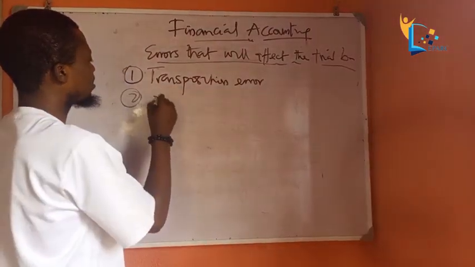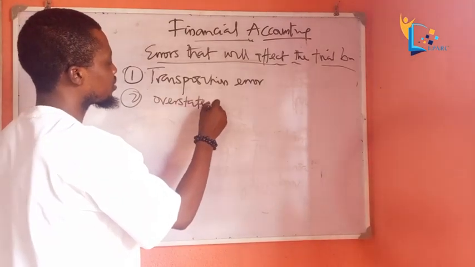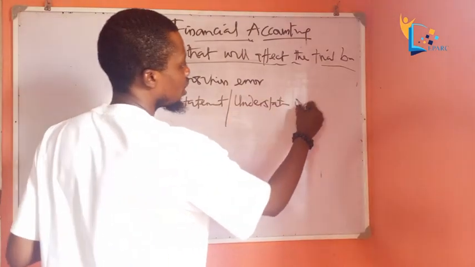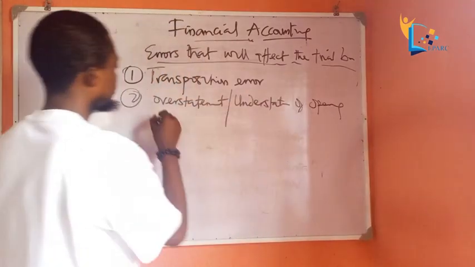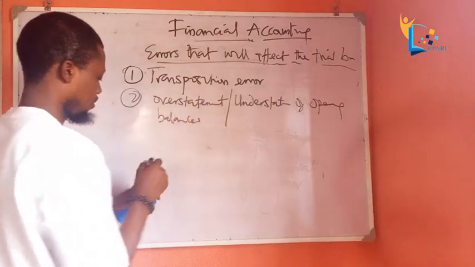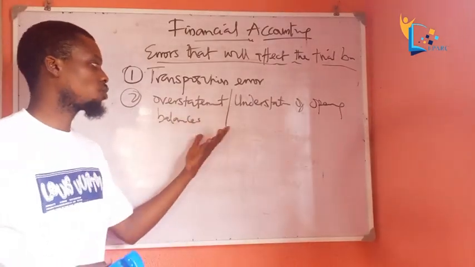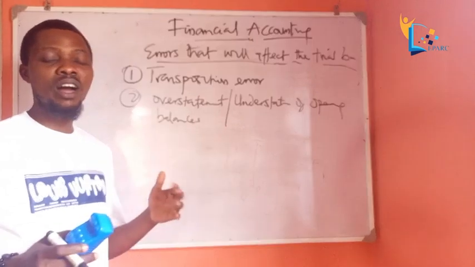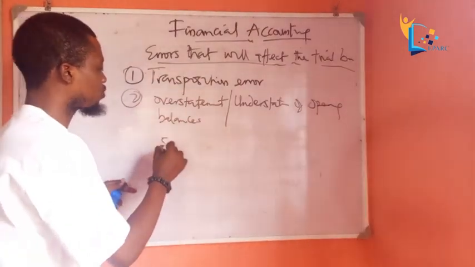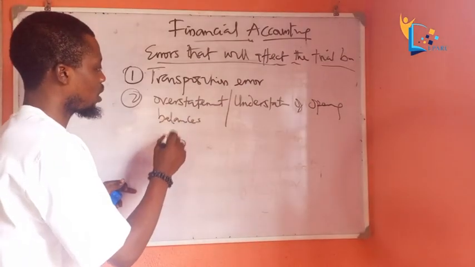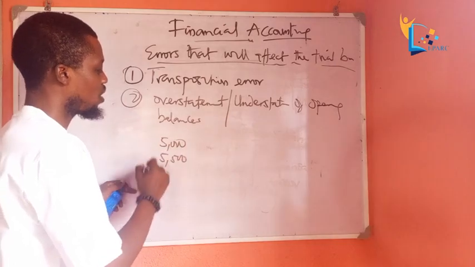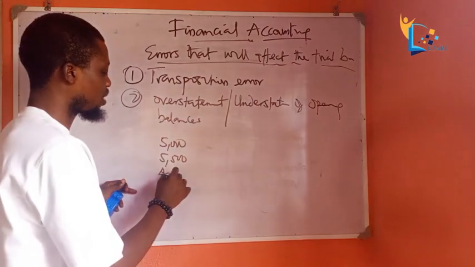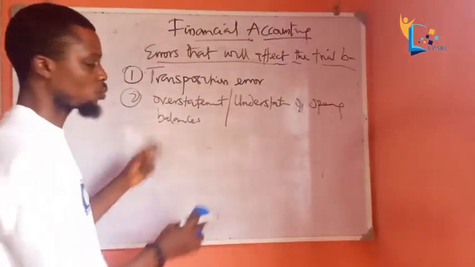Then number 2, we have overstatement or understatement of what? Opening balances. When you have an opening balance, maybe a capital account, instead of you to write the actual figure, maybe you have capital as 5,000 naira, you went and overstate it, maybe by 5,500, or understate it with 4,500 and all stuff like that. It will affect your trial balance.